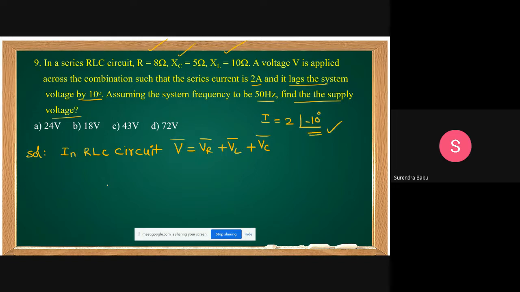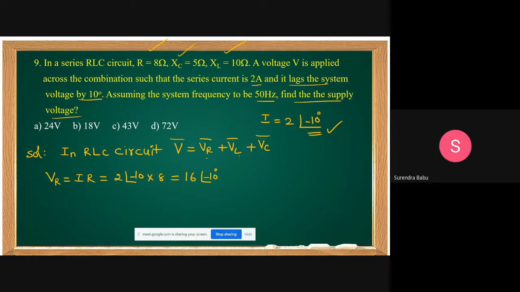If 2 at angle of 0 degrees is given, directly V equal to square root of VR square plus VL minus VC whole square, or VC minus VL whole square, depending on whether XL or XC is greater. Clear? But here the current is already at an angle. That's why you calculate VR, VL, VC separately, then apply the vector sum. Then what is VR, students? Sir, I into R. What is I? 2 at angle of minus 10. What is R? 8 ohms. So 16 at angle of minus 10.